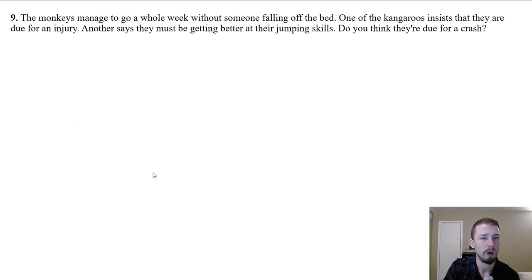The monkeys managed to go a whole week without someone falling off the bed. Then one of the kangaroos, of course, because kangaroos talk, insists that they are due for an injury. Another says that they must be getting better at their jumping skills. Do you think that they are due for a crash?